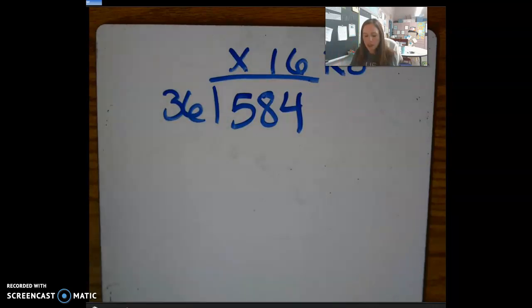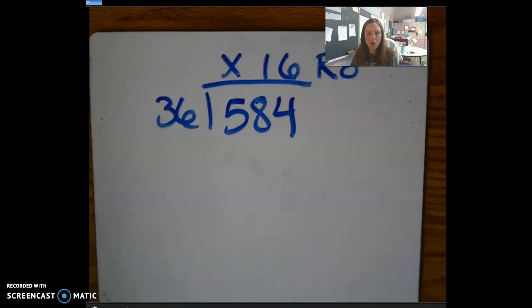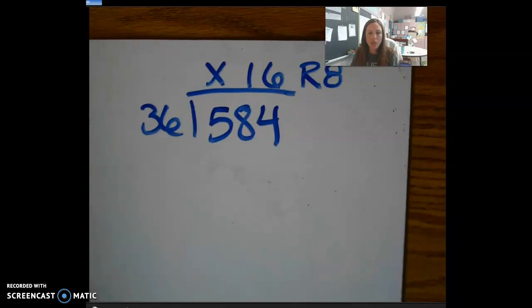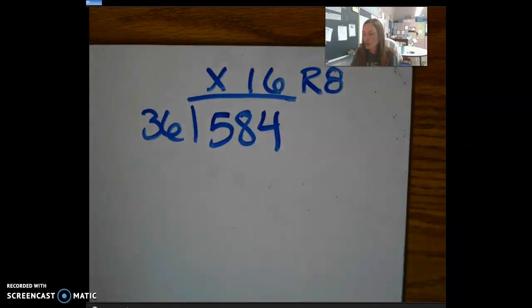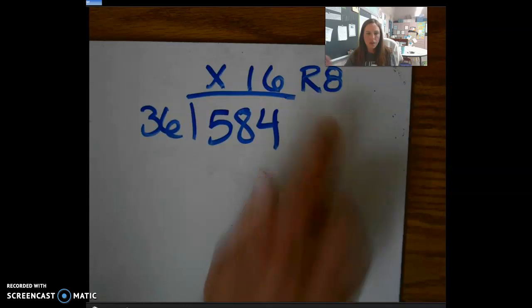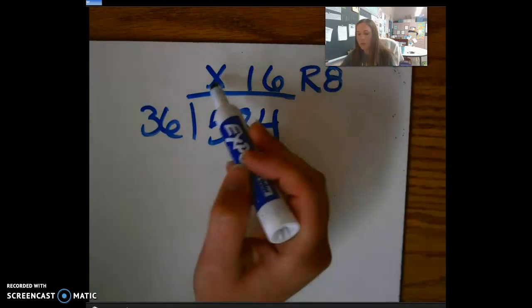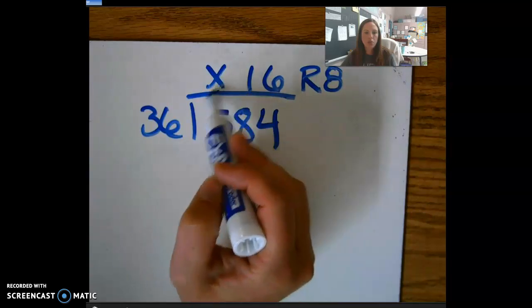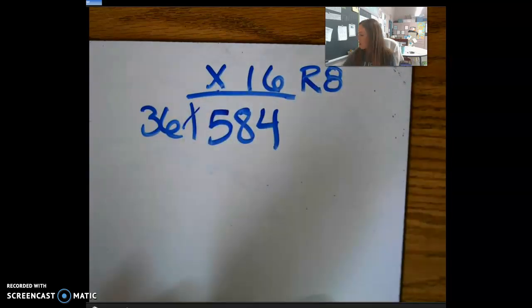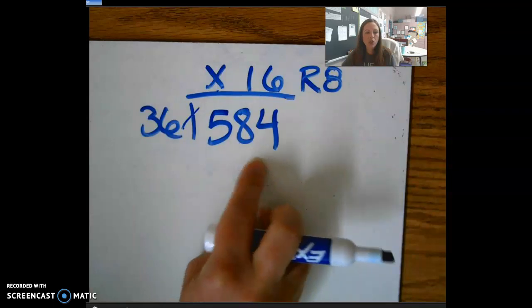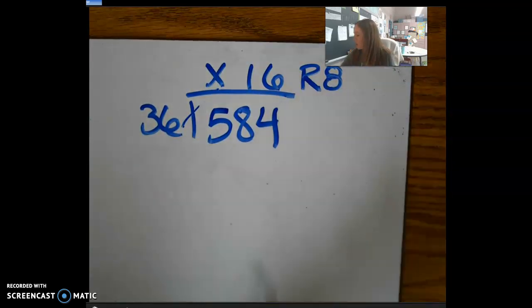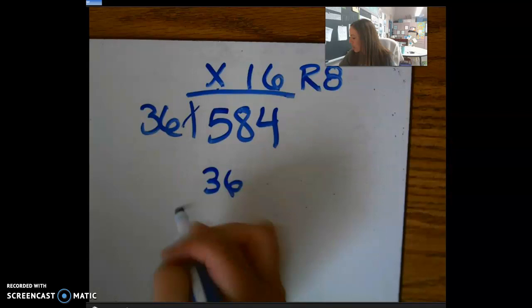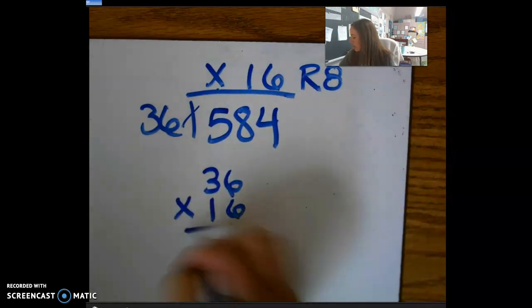So yesterday I said it's always best to multiply to check. Well, let's see what it takes to multiply to check when you have a remainder. Okay, so our x here reminds us that we're going to multiply our quotient times our divisor. If we did everything correctly, we should get our dividend. Okay, so let's multiply 36 times 16.